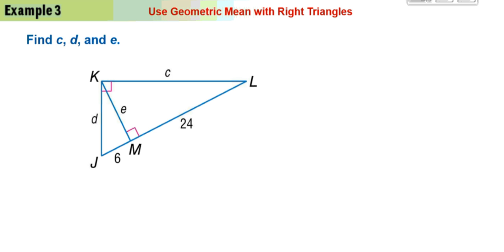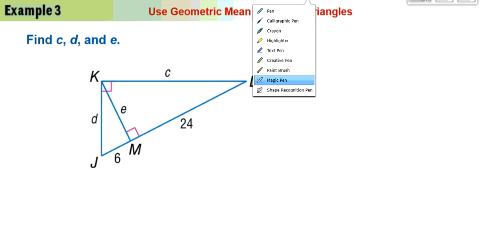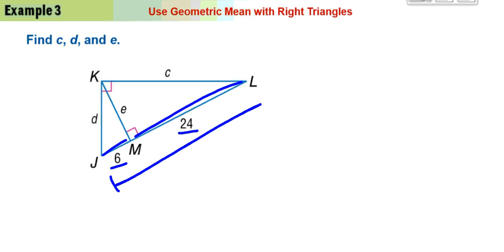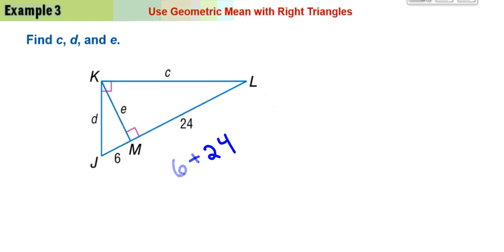And so when we look at this, we want to remember these geometric means. I'm going to remind myself of that, and I'll write with the magic pen so that it erases itself. If this piece is 6 and this piece is 24, then I know that from there to there is 6 plus 24. So just a reminder that I can find that length as I go.